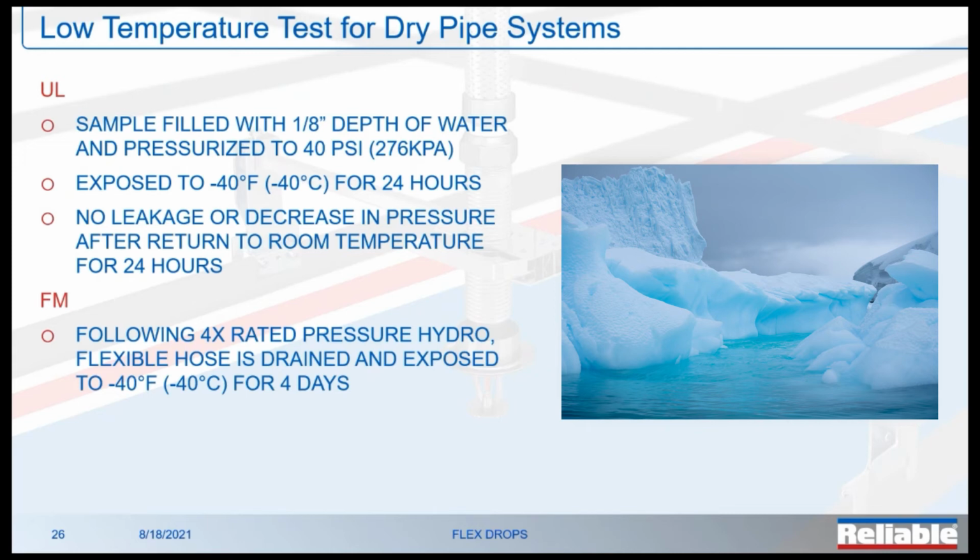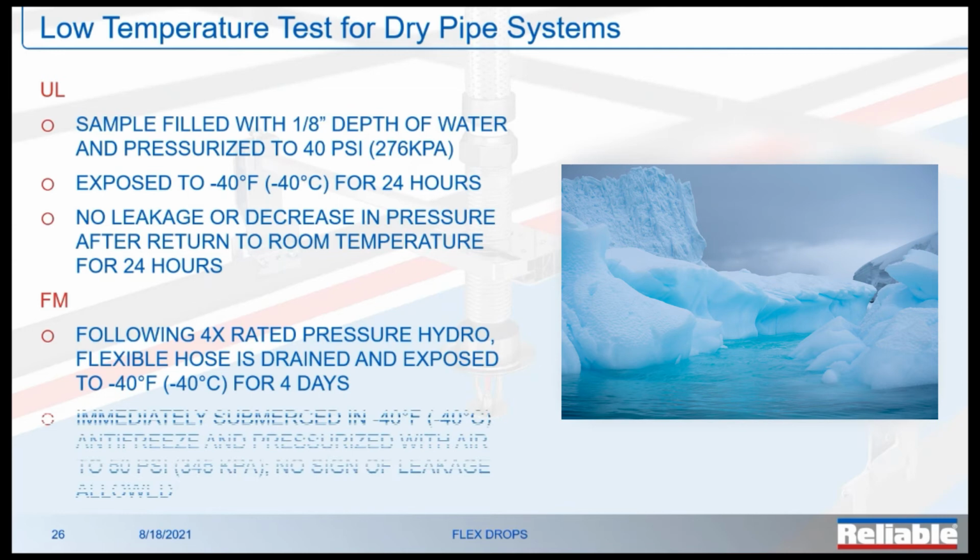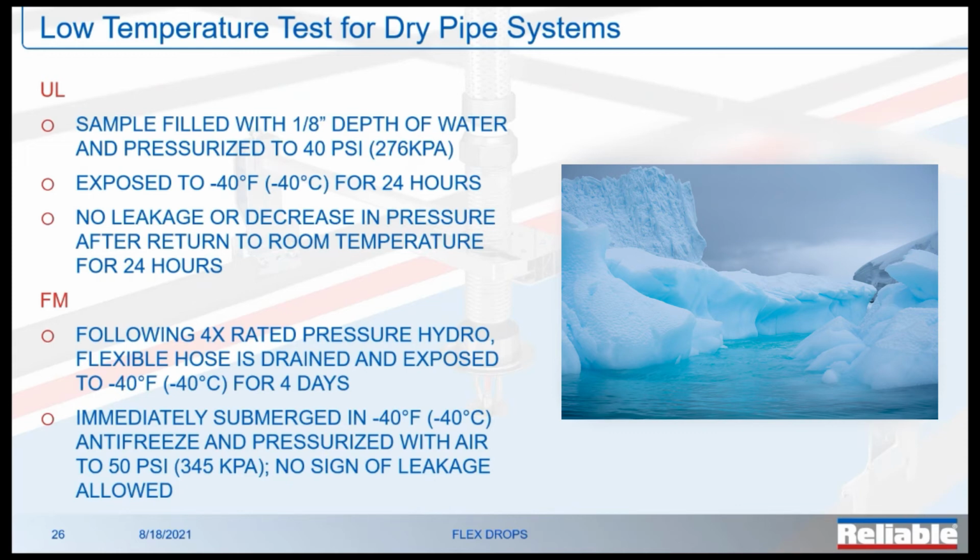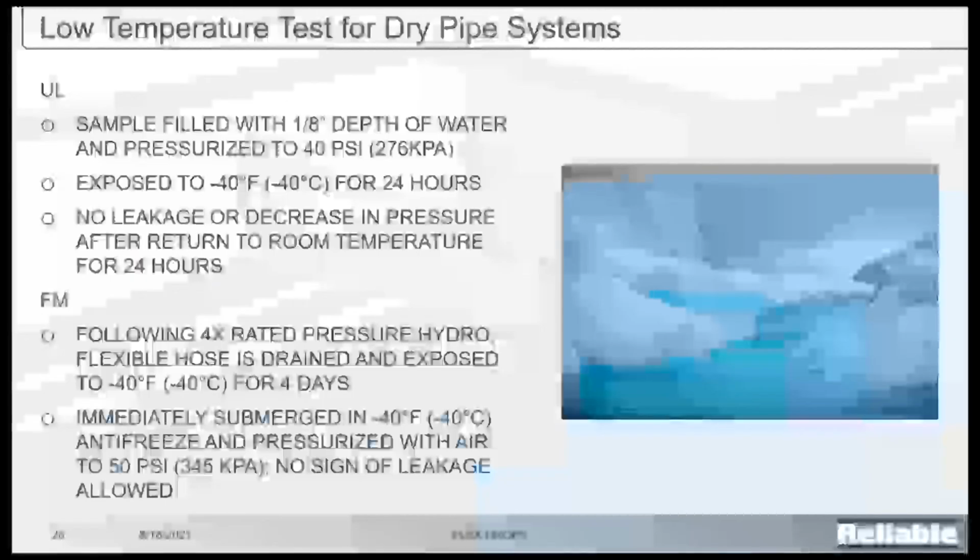FM looks at it just a little bit differently. Again, they're still at the minus 40. They're going to put it in there for 4 days, after which time we are going to pull it out. We're going to immediately submerge it in antifreeze. We're going to pressurize it with air to 50 PSI and make sure it doesn't leak. And again, that's to make sure that the seals at the end of the rubber seals are doing their job. And once again, FM is going to pull out one of those seals. They're going to pinch it side to side and make sure that it doesn't break in half, or fail in some other fashion.